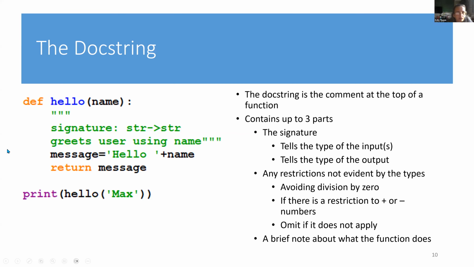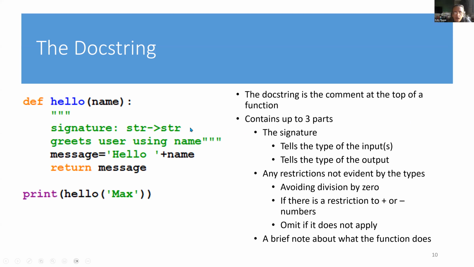So that brings us here to the docstring. Let's actually just take a closer look at this. The docstring is the comment at the top of the function, which is right here. It contains up to 3 parts. First of all, the signature, and this is the key part. This is arguably the most important, because this is the one that tells you the input and output.